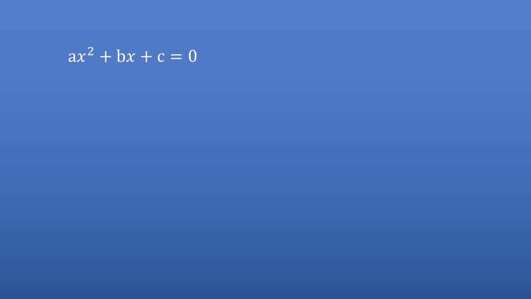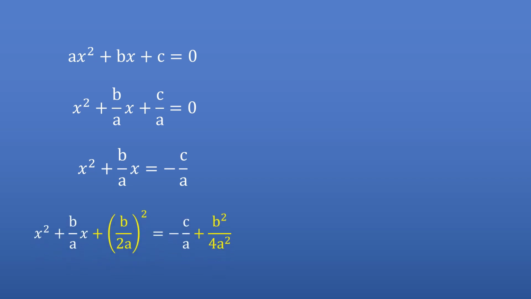Divide both sides of the equation by a, then subtract c over a from both sides. The coefficient of x is b over a. So add the square of b over 2a to both sides in order to complete the square at the left side of the equation. 4a squared divided by a is 4a.